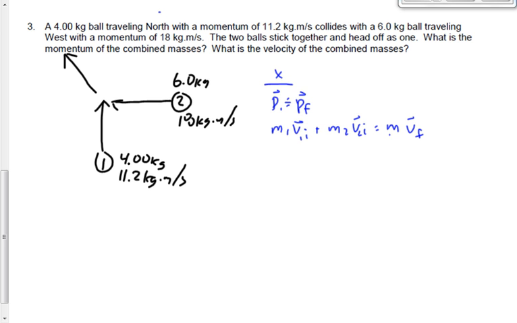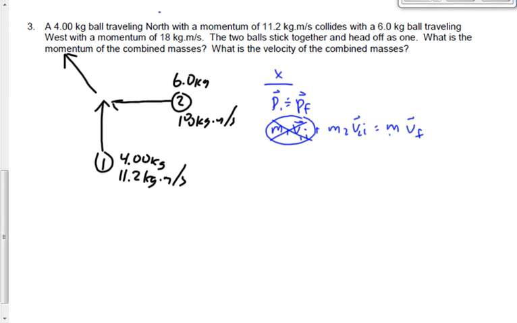M1 is 4 kilograms. We don't know what V1I is, though, do we? We don't need to know what V1I is. This entire momentum is 0. How come? Because it's going straight up, right? We're dealing with the x component, and it's going straight up in the y direction. So we'll get rid of that.